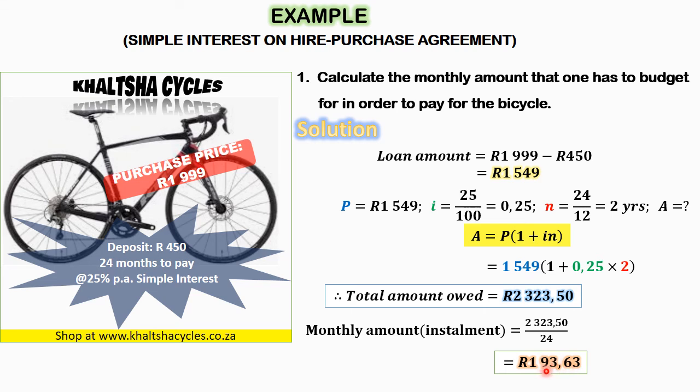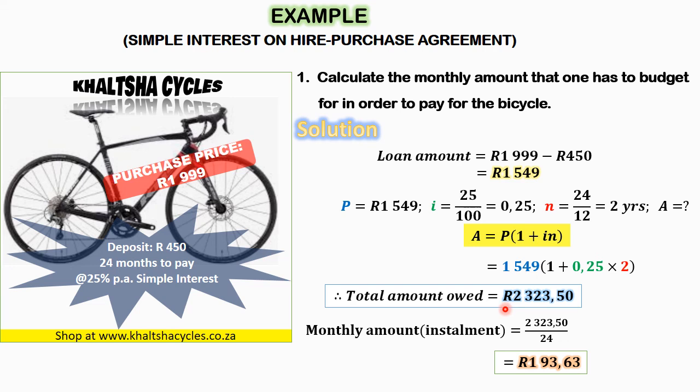So if you pay 193 rand 63 cents for 2 years, then at the end of 2 years, you would have paid 2,323 rand 50 cents. And the 2,323 rand 50 cents is the total amount of the bicycle plus interest, you see? Because if you check here, the cash price, somebody who buys it cash will actually save because it's 1,999. But because you are agreeing on purchasing it on hire purchase agreement, then it means you are going to add an additional amount. So that additional amount is actually the interest, which is our next question, you see.